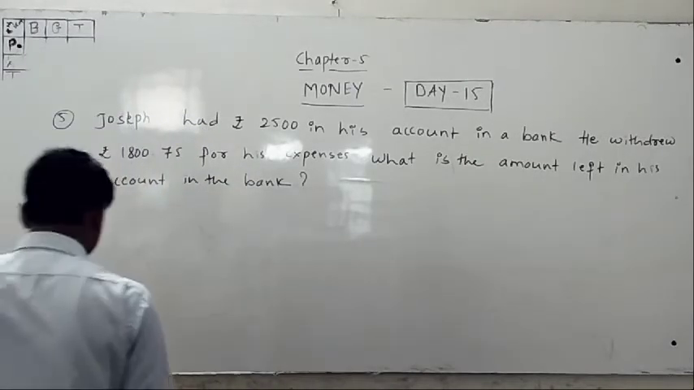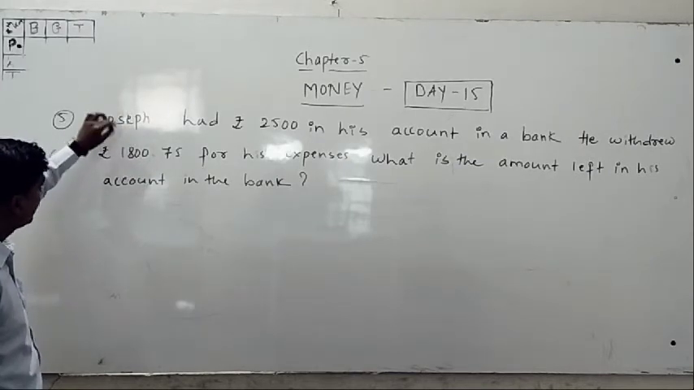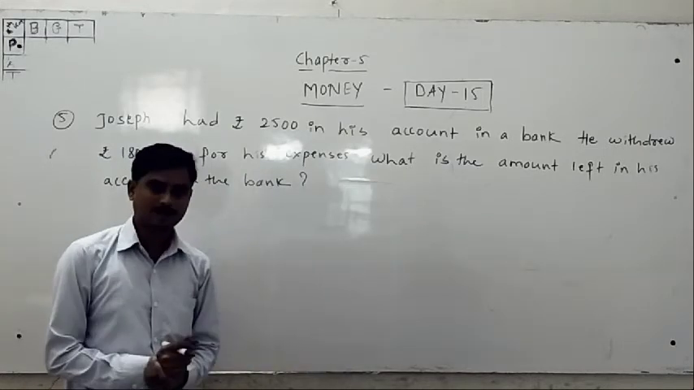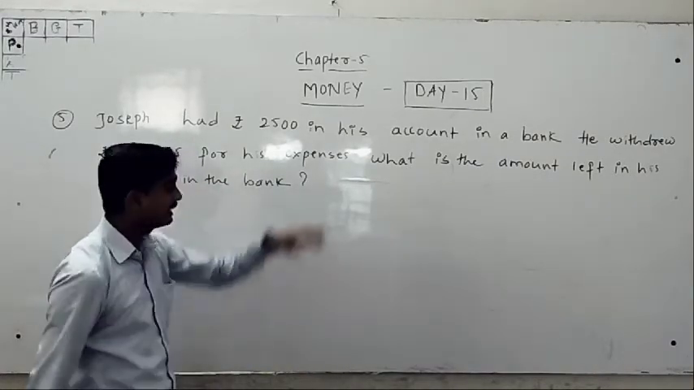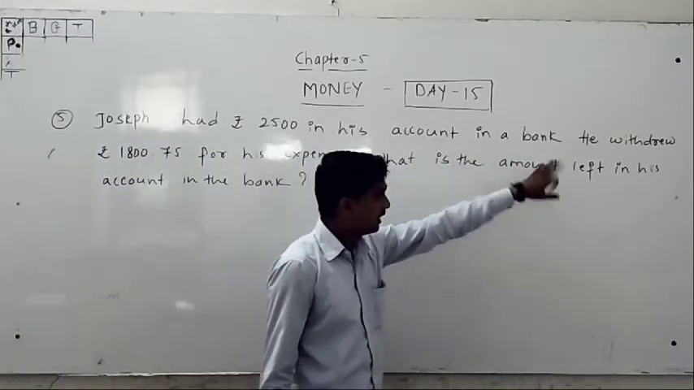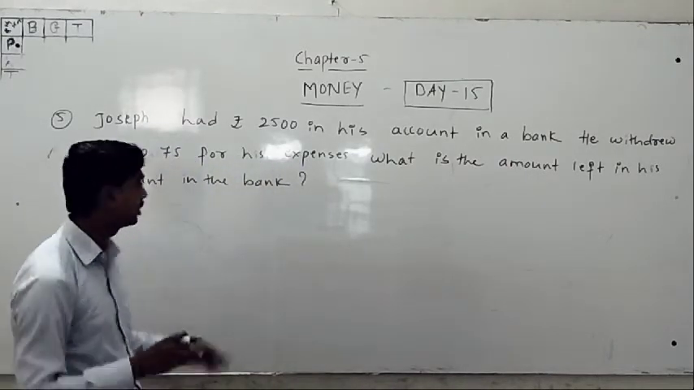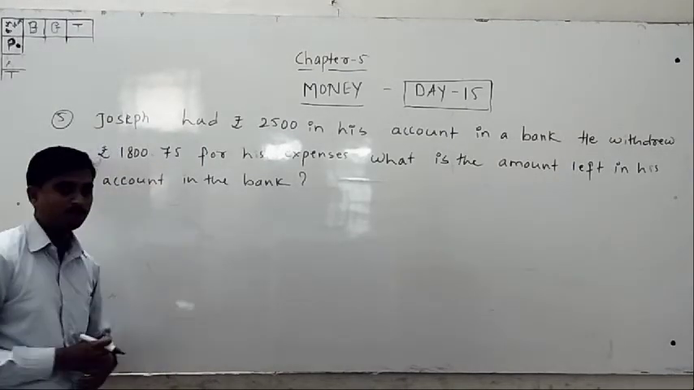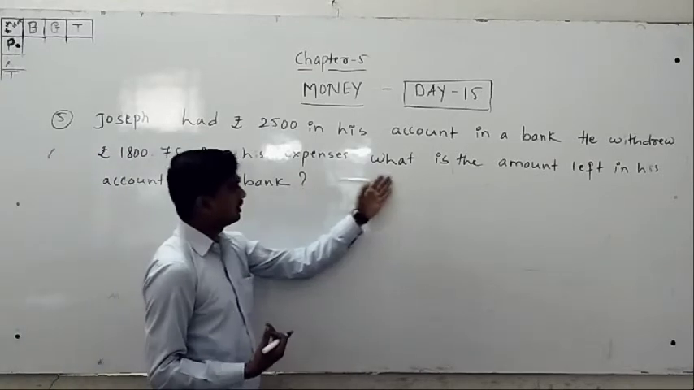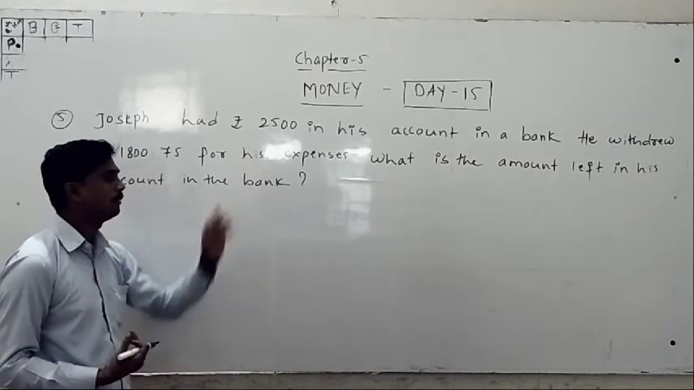Dear students, look at the problem. Joseph had rupees 2,500 in his account. Joseph have one account. That account balance is 2,500 rupees. Understood? In bank, he withdraw means he took that amount. How much amount he took? 1,800.75 rupees he took. Then what is the amount left in his account in the bank?